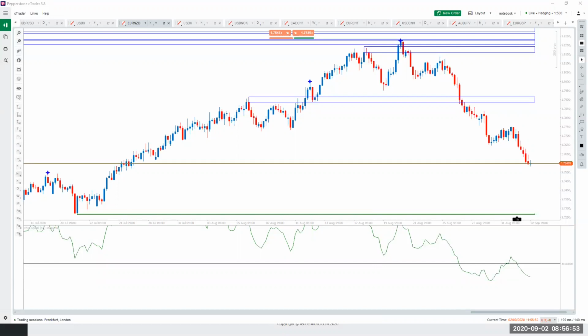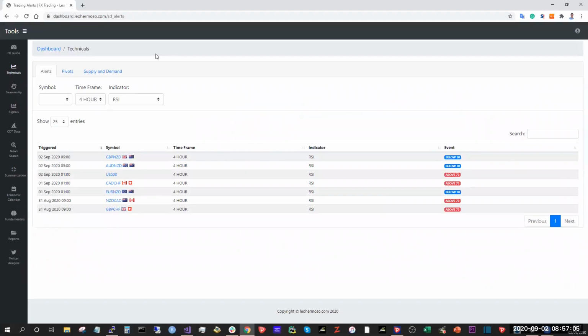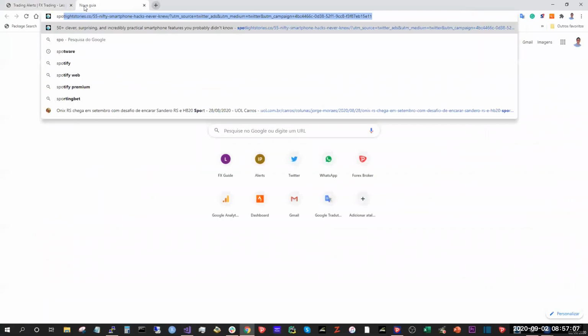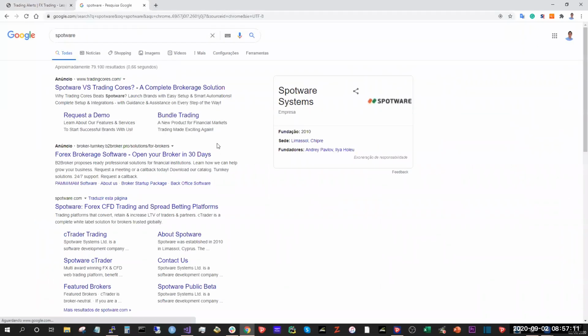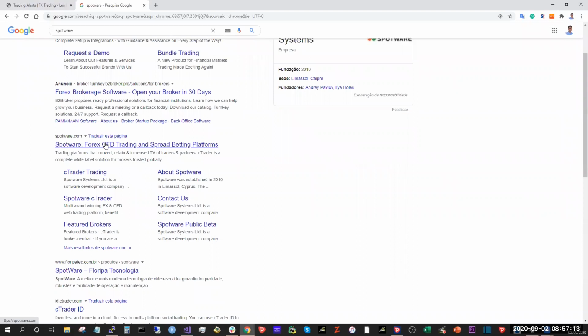Okay. I have a video here on my computer, so I'm going to share with you all inside the room how to add the indicator to TradingView. But just one piece of advice: this platform that I use, cTrader, is from Spotware. You can download it without needing to open an account with a broker.